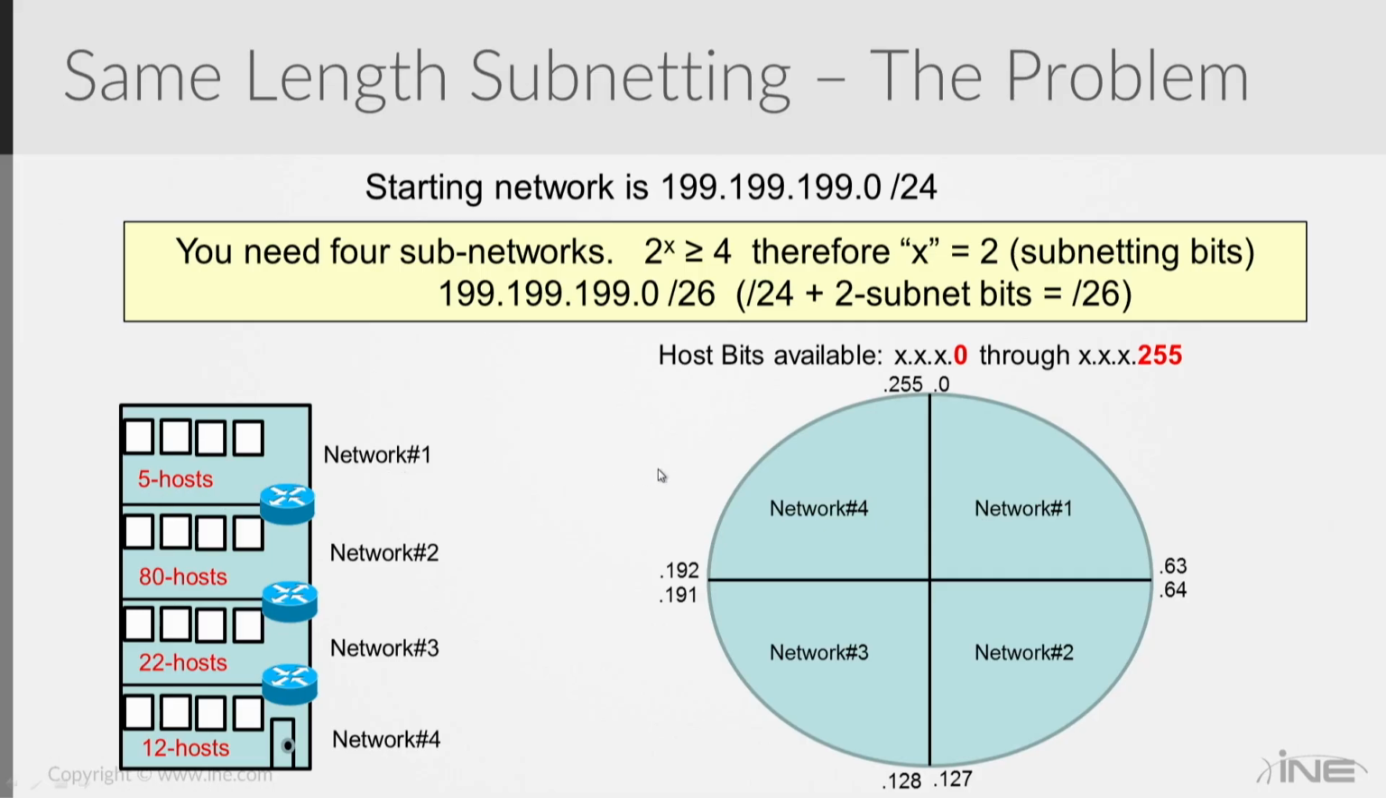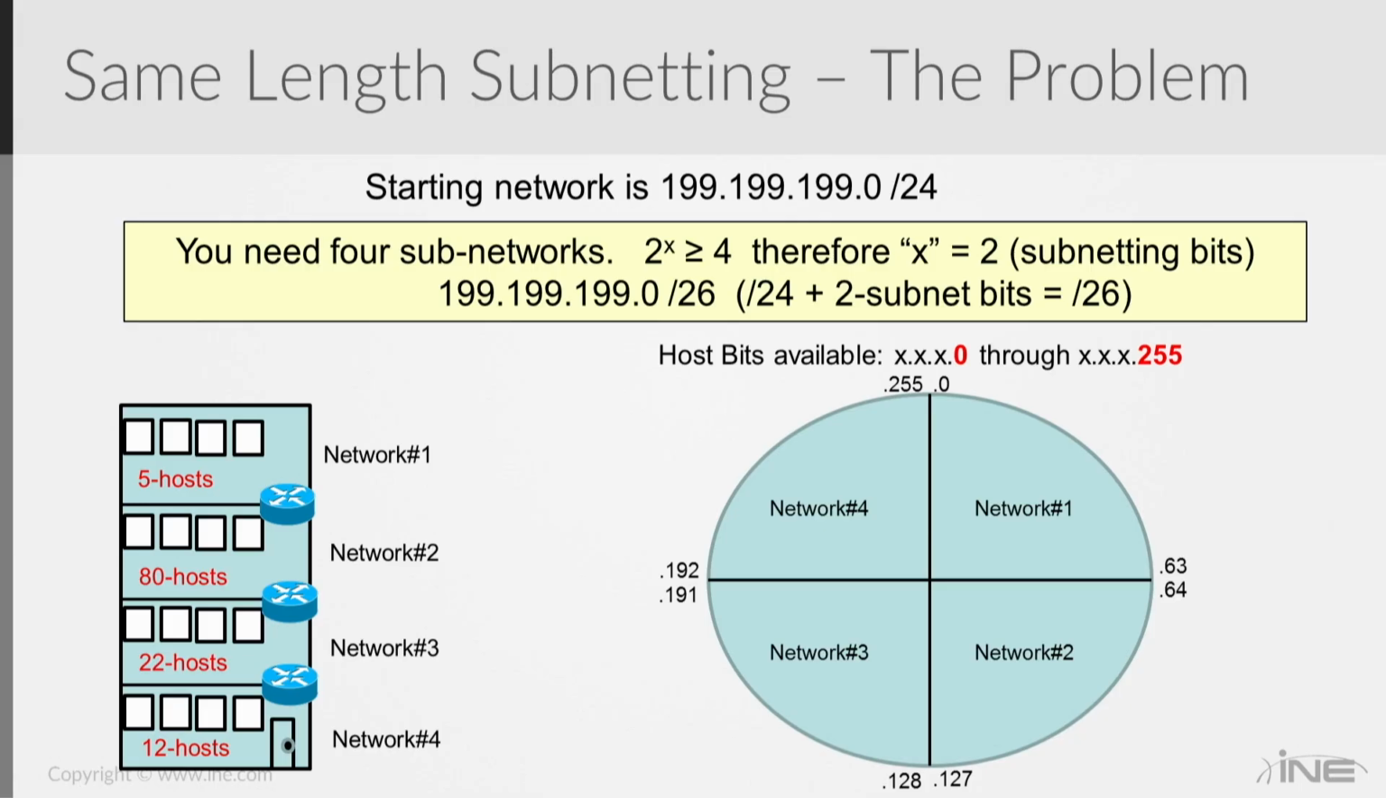So this is the problem with same length subnetting. We're completely ignoring our host requirements, which means we might end up with subnets that are either far larger than we actually need, which is a complete waste of space, or just the opposite. We might come up with subnets that are too small. Like these, none of these subnets here will fit our requirement for network number 2.